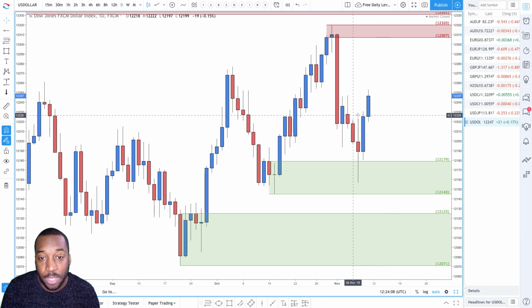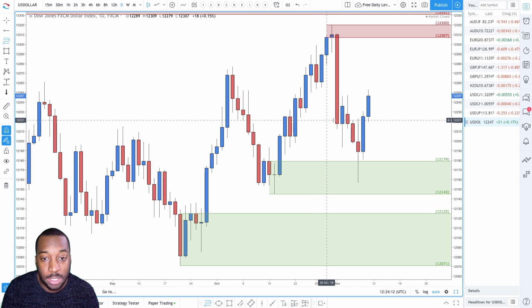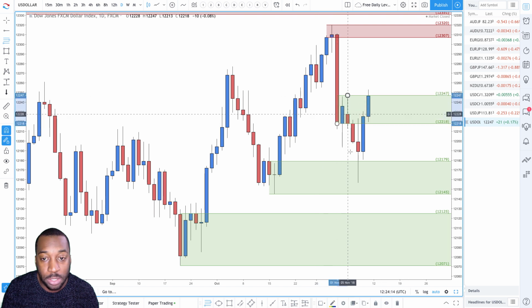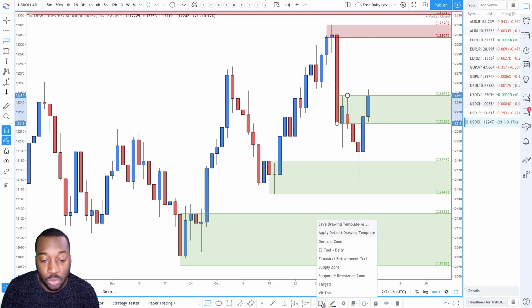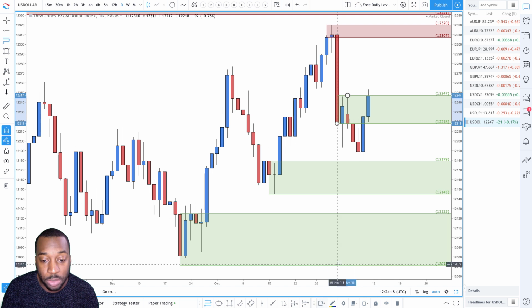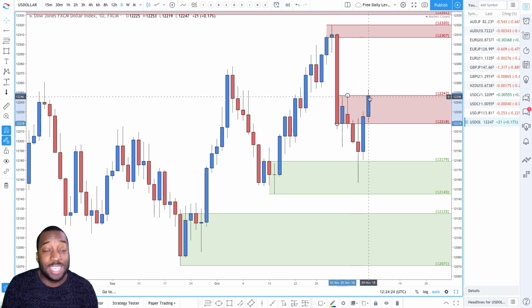So again, what we do is add a supply zone on here, simply because this was an area where the dollar was sold off. Now again, you have to do your fundamental analysis and really ask why you are buying or selling the dollar. Your buying and selling decisions should go beyond the price chart.